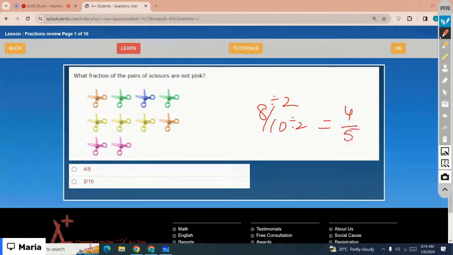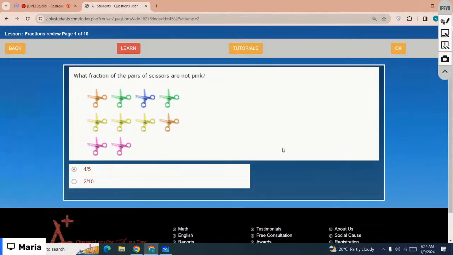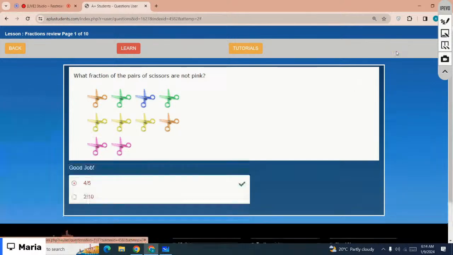Well, Azar, you are right. The correct option is 4 out of 5. Got it? Read the question carefully. What fractions of the pairs of Caesar are not pink? That is not about the ones that are pink. That is about the ones that are not pink. So 8 out of 10 were not pink, isn't it?